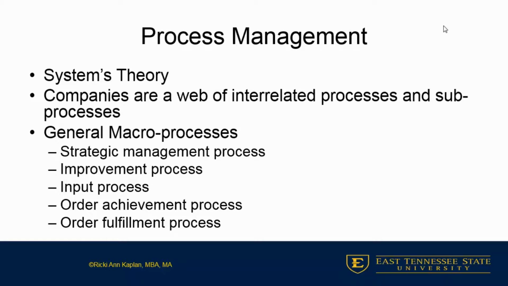And this actually takes a look at systems theory. Now, systems theory takes a look that the whole system is interconnected. When you have a problem in one area, other areas will either be affected or compensate for that. So the company works together. It's a web of interrelated processes and sub-processes. And that's literally what the systems theory looks at, how one affects the other. Your macro processes: your strategic management process, your improvement, your input, your order achievement, your order fulfillment. How do you do these? How are you managing these processes?